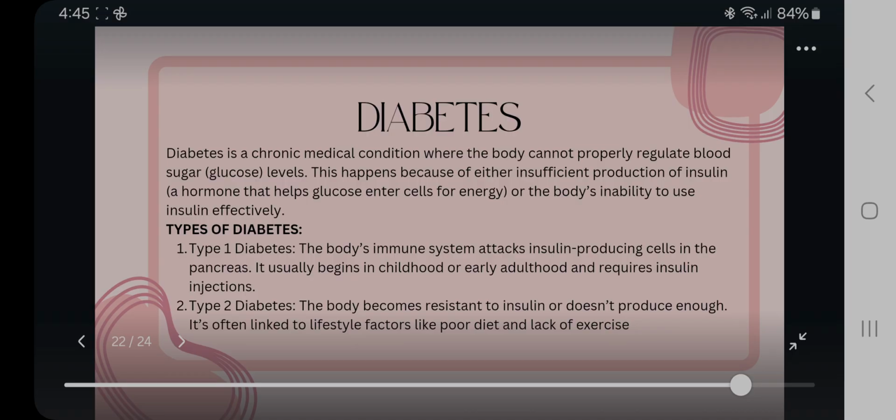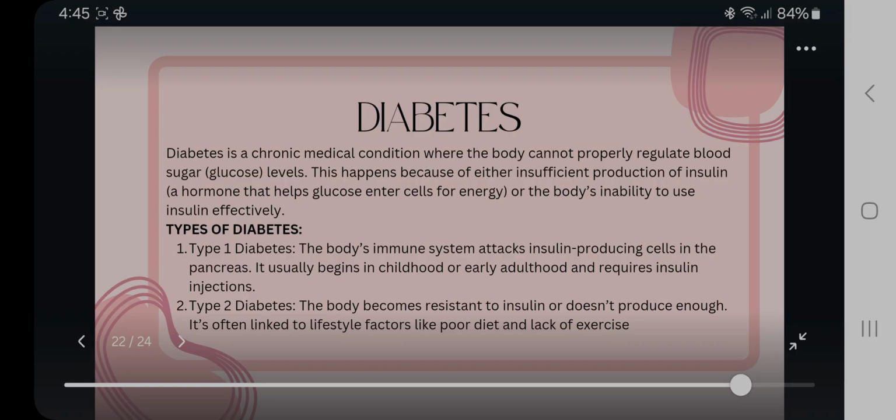So, diabetes. You're probably thinking, what on earth does diabetes have to do with genetic engineering? Well, we'll see in a bit. So, just a bit of background into diabetes. It's a chronic medical condition where the body can't properly regulate sugar levels. And this happens because of either insufficient production of insulin or the body's inability to use insulin effectively. And there are different types of diabetes. So we have type 1 and type 2.